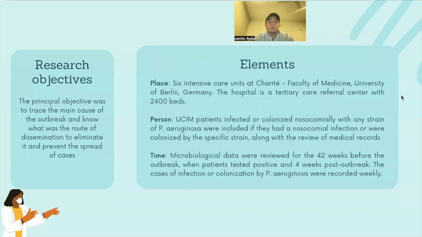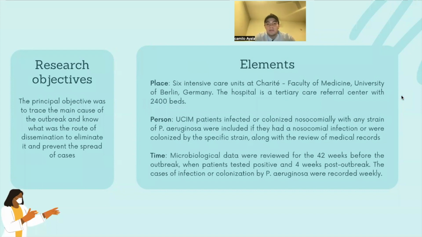Well, talking about the research objectives, the principal objective was to trace the main cause of the outbreak and know what was the route of dissemination, to eliminate it and prevent the spread of causal elements. The place were 6 intensive care units at Charité Faculty of Medicine of the University of Berlin, Germany. The principal is a tertiary care referral center with 2,400 beds.